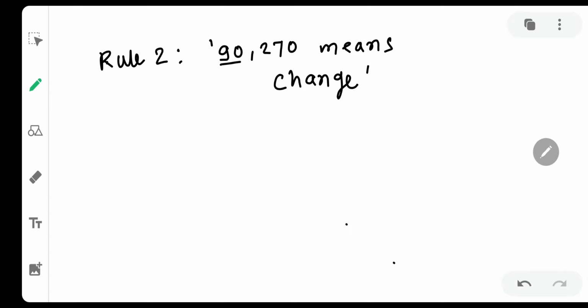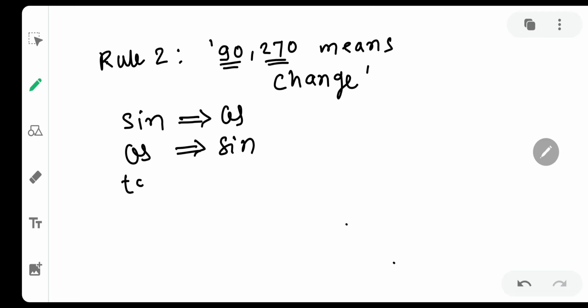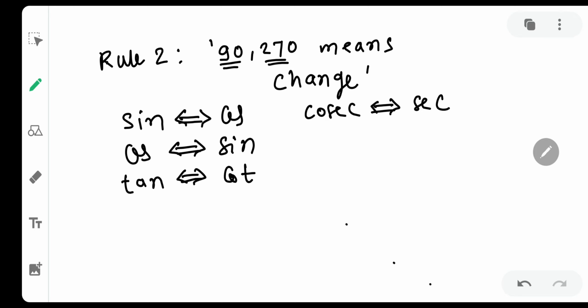If you have 90 or 270 in the formulae, your sine will become cos, cos will become sine, tan will become cot, and similarly your cot will become tan. Your cosec will become sec, and sec will become cosec. Such all the changes you should remember.